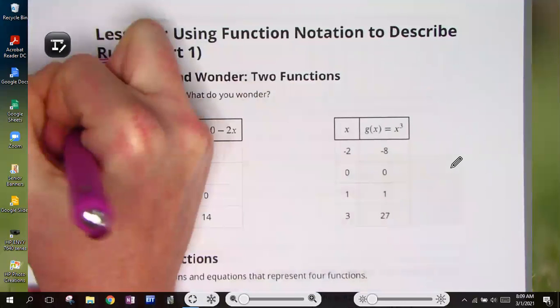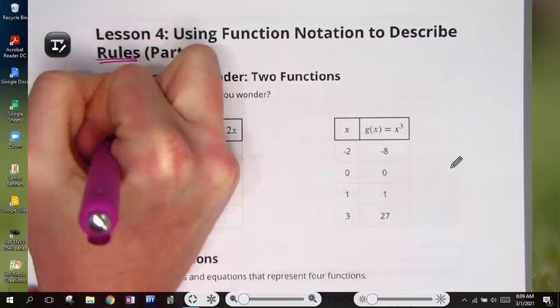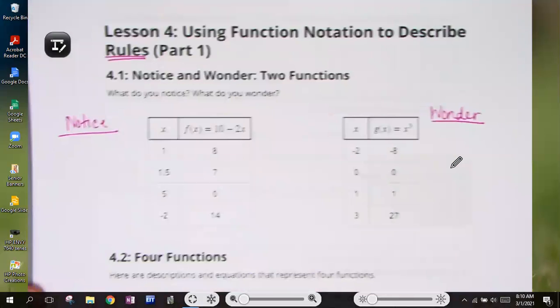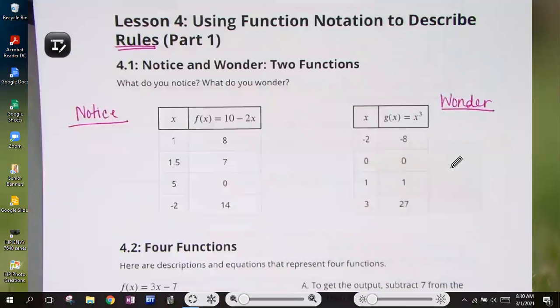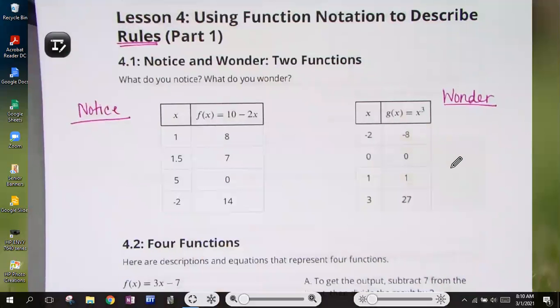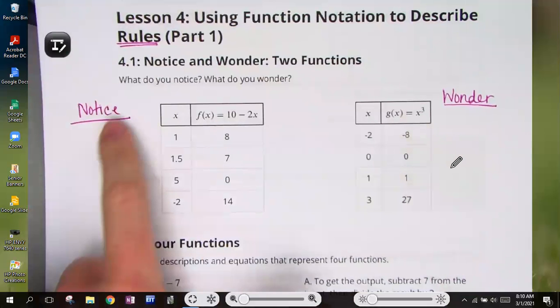So on this side, write notice. This side, you can do your wonders. Now, when you're doing these, the reason they have these specific activities where they have them in the unit is because you're building off of skills that we've already talked about. So what you know about functions, naming functions, all the different parts of function notation, take all of that into consideration when you're looking at this. Pull back from your previous knowledge when you're doing things you notice and things that you wonder.